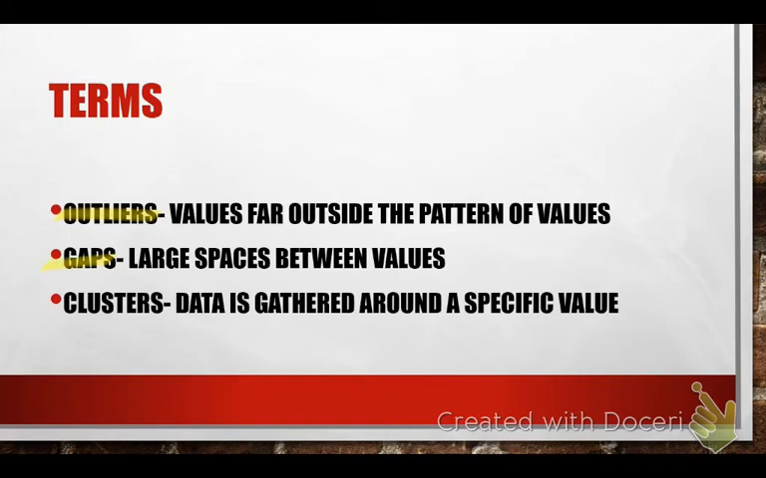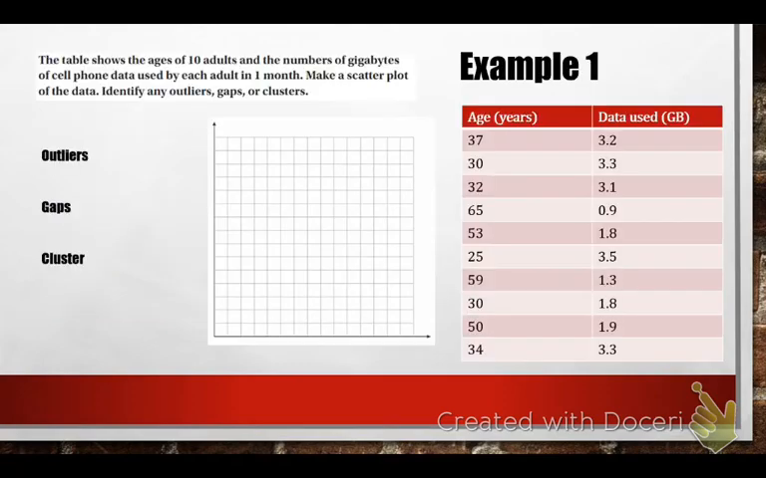Gaps are large spaces between values. Clusters are just basically where data is gathered around a specific value. So the good thing about these terms is it sounds exactly what it means. When I hear cluster, right, I know that it's things bunched up together. When I hear gap, I know that it's a gap between values. So that does make it easier to remember which one is which.